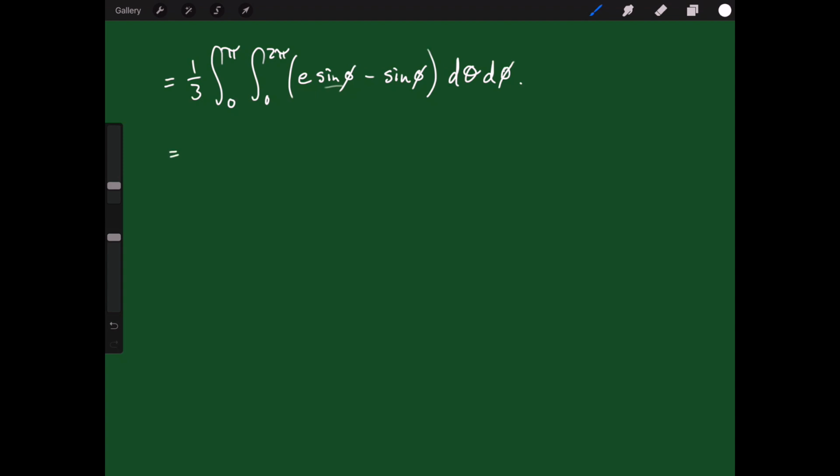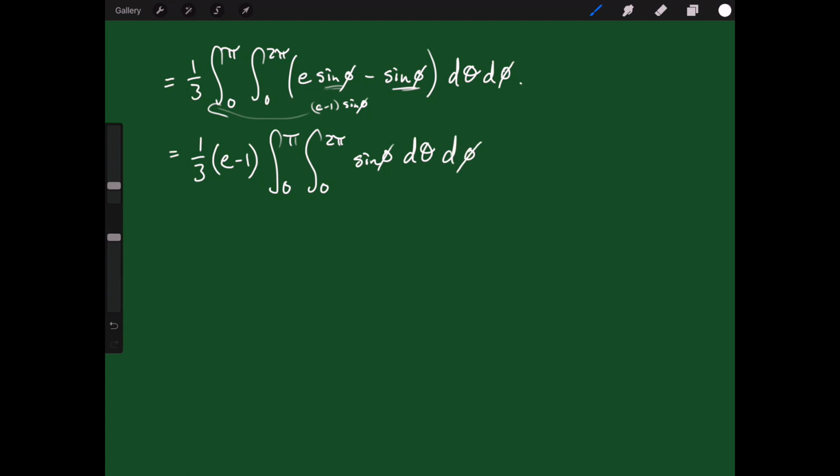Notice that each of these has a sine of phi, so I could factor out the sine phi, and I could write it this way. I could write it 1/3. If I factor out a sine of phi in here, I get an e minus 1 sine phi. But e minus 1 is just a constant, so I could take it out of the integral. So I have an e minus 1, integral 0 to pi, integral 0 to 2 pi. And now what's left inside is sine phi d theta d phi.